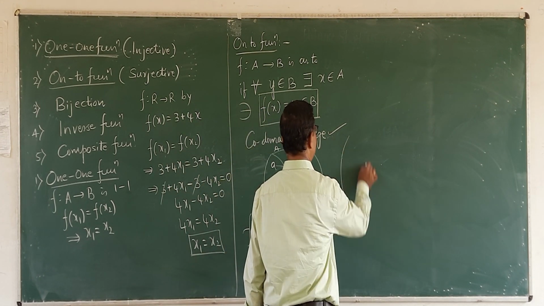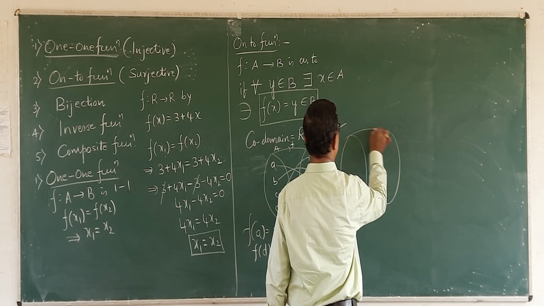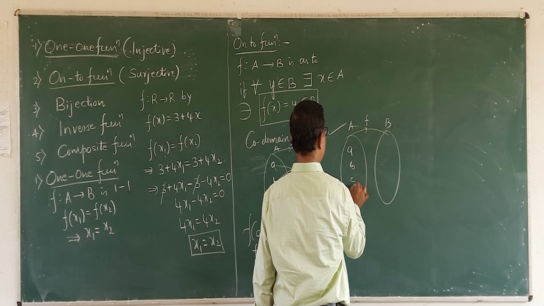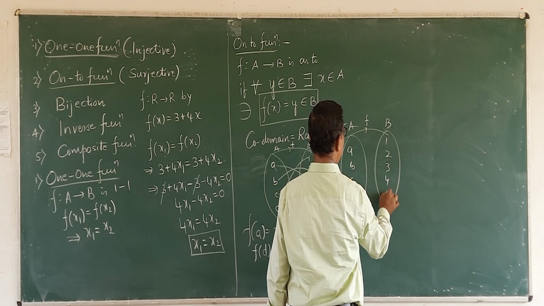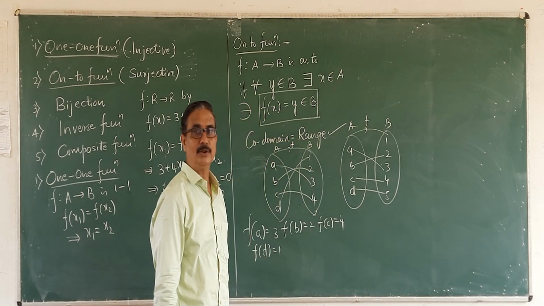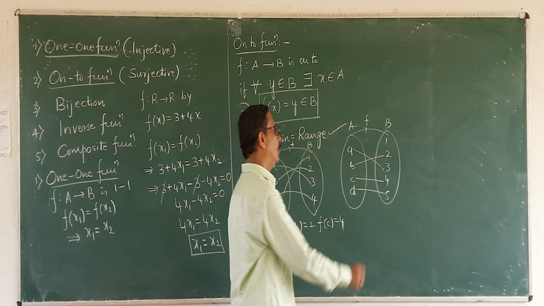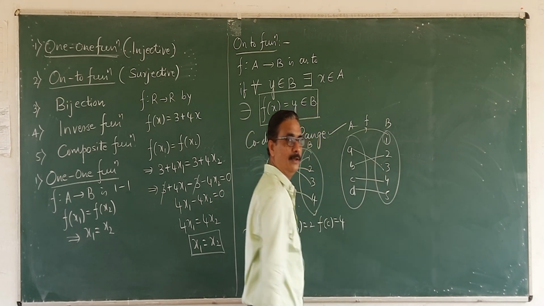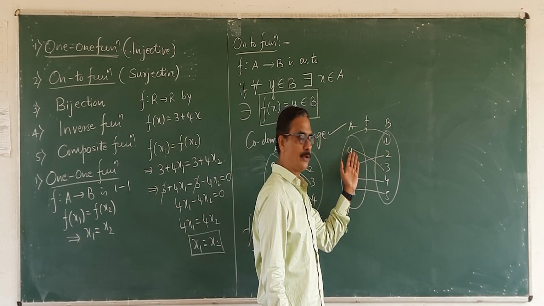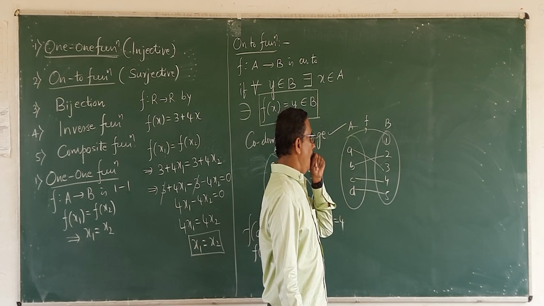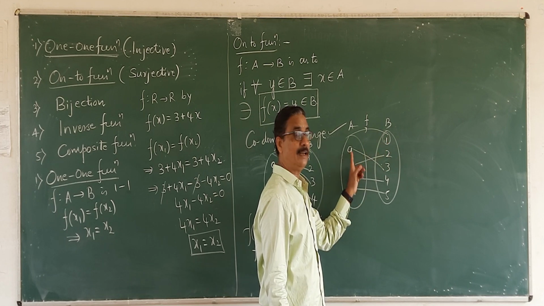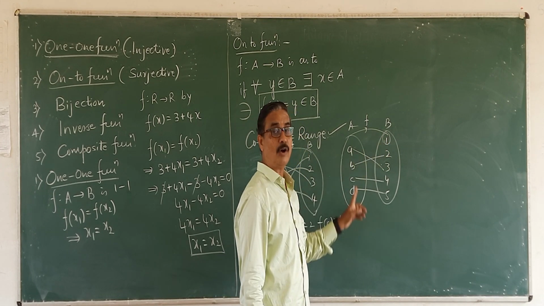Another example, verify, identify whether is it onto function or not. A set A, B, C, D, B set 1, 2, 3, 4, 5. Now identify, is it onto function? No. Why? Because if you take the element 1 belongs to set B, there exists its image. Is this image there in set A? No. There does not exist its image in the set A. So it is not onto.